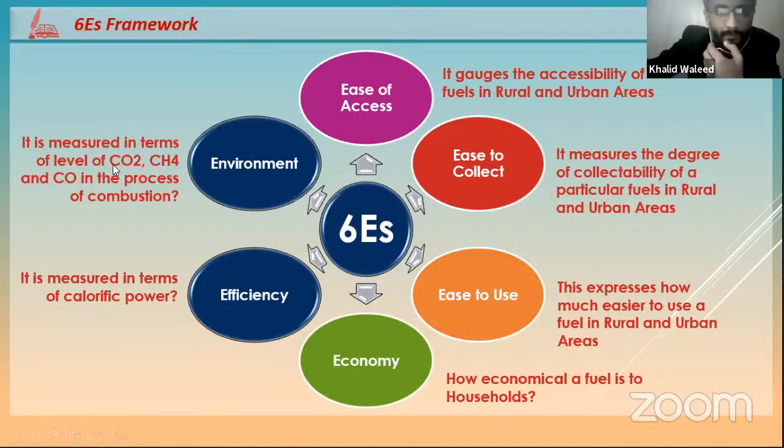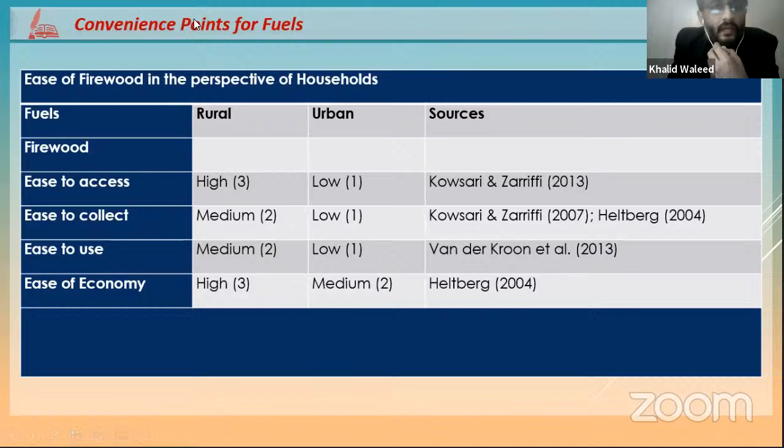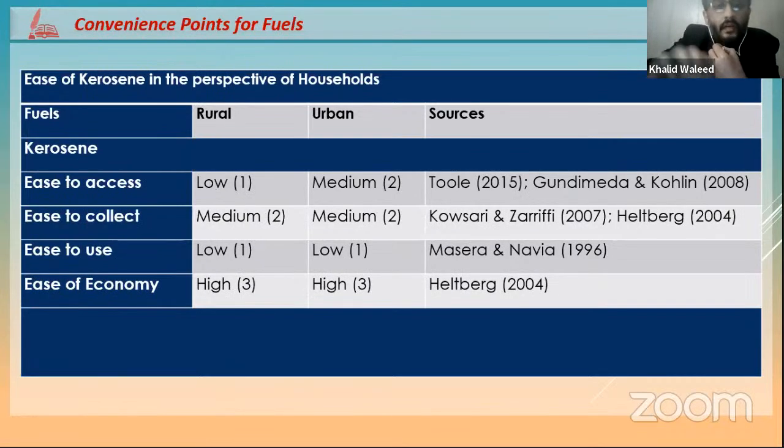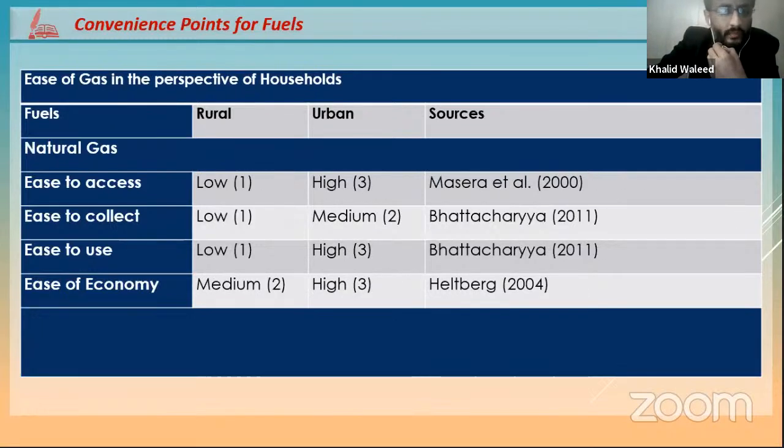Okay, what we have done here is we have assigned convenience points for fuels in the dimensions of ease of access, ease to collect, ease to use, and ease of economy. If we see firewood from the perspective of households, we can see that in rural areas, firewood is readily available and therefore it has been assigned 3 points, or the ease level is high, whereas in urban areas the accessibility of firewood is lower than in rural areas, therefore it has been assigned as low. And these are supported by different studies which have been conducted on these topics. Similarly, we have done this same process for all the fuels in our study: LPG, gas, and electricity.